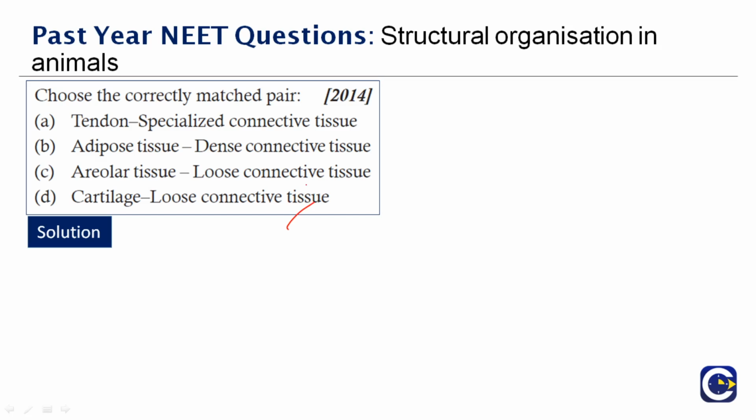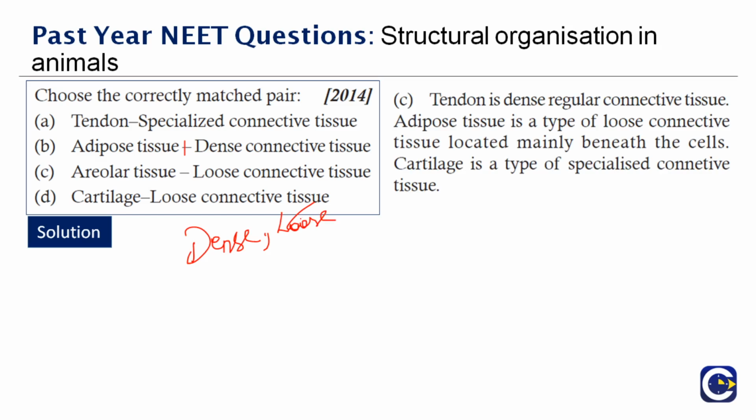What are they? Tendons are dense. Adipose tissue is a type of loose connective tissue, so once again they made it wrong there. Areolar tissue is a loose connective tissue, and that is correctly matched, while cartilage is a type of specialized connective tissue. Therefore, the correct answer to this question is option C. Areolar tissue is a loose connective tissue, while the rest of them are wrongly matched. See, these questions are easy. They are direct. You don't have to have much explanation, and the question itself tells you what the answer is.